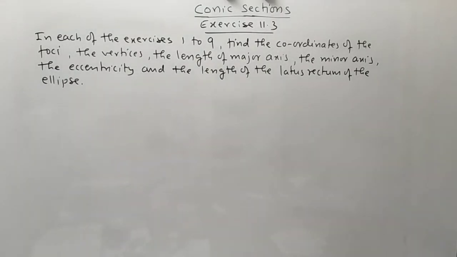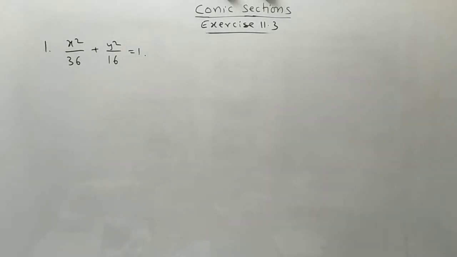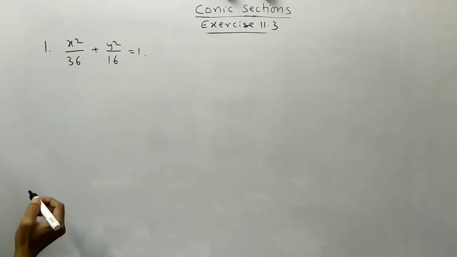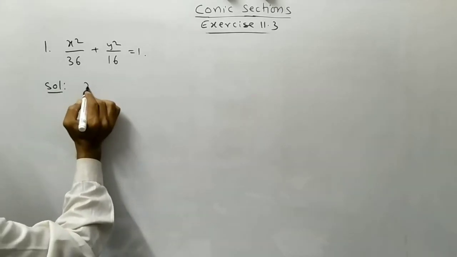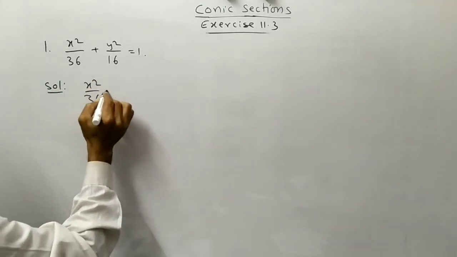Exercise 11.3. In each of the exercises 1 to 9, find the coordinates of the foci, the vertices, the length of major axis, the minor axis, the eccentricity, and the length of the latus rectum of the ellipse. First question. x square by 36 plus y square by 16 is equal to 1. Solution. Let us take the given equation.